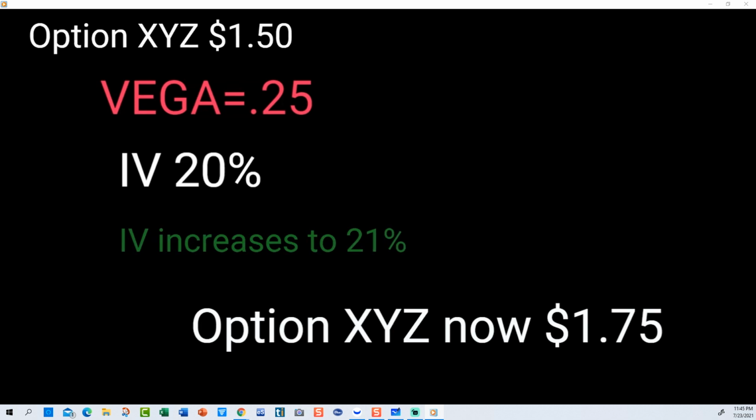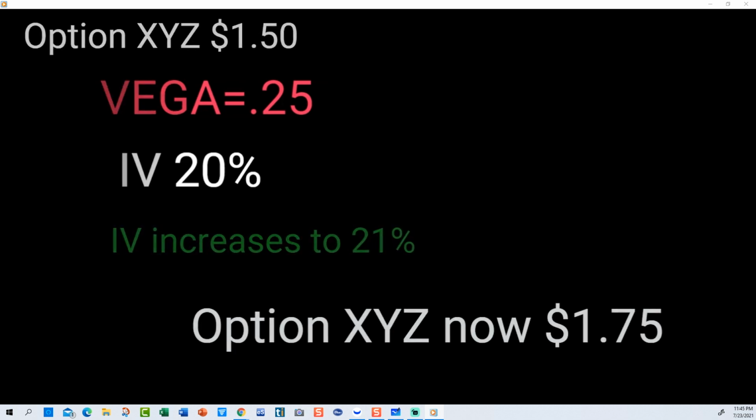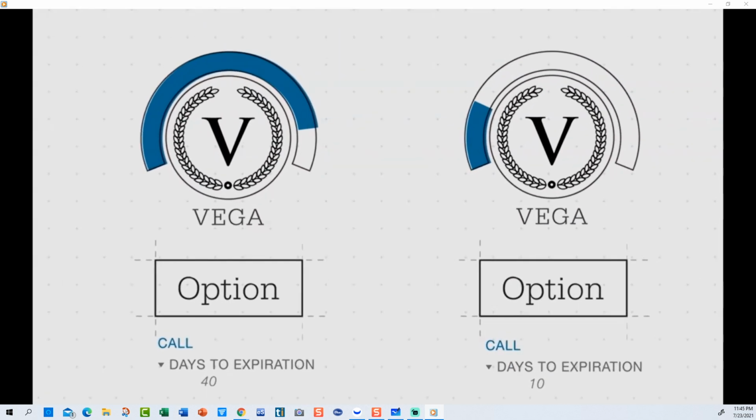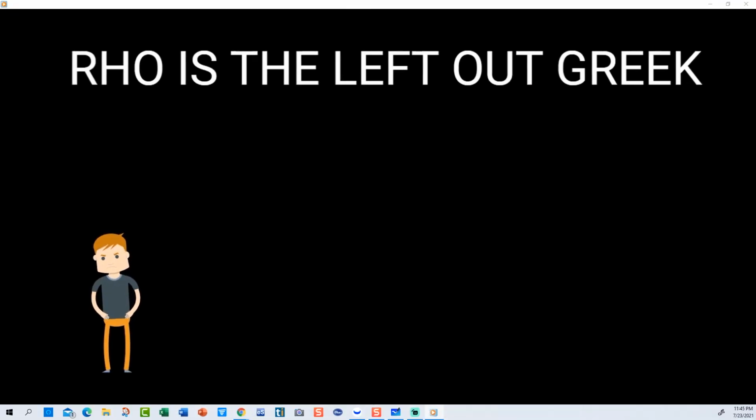So strong news, strong earnings, these things are going to affect implied volatility. Also bad news, the opposite can happen. The further out that the option is, the higher the Vega will be. So this one is 40 days to expiration. The Vega is higher, and as they get closer, it's lower.